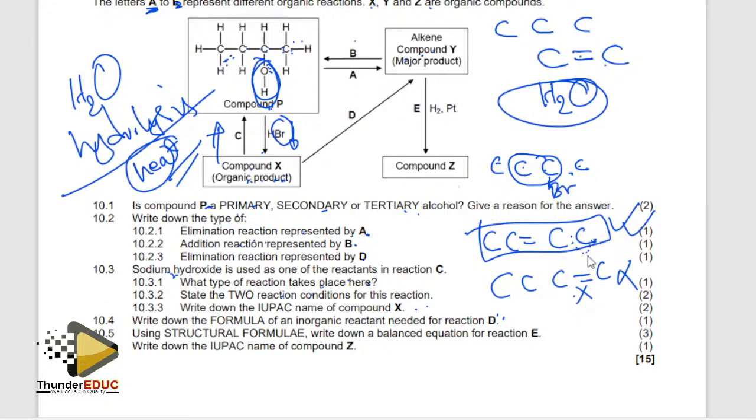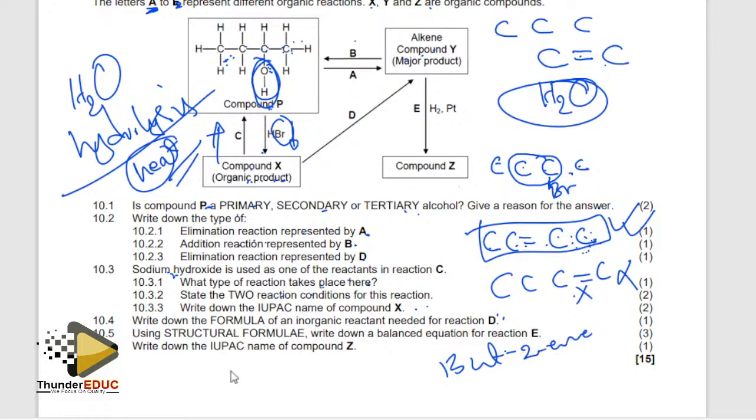So they want the IUPAC name, 1, 2, 3, 4. So it's but-. Remember, this one is alkane, alkene, alkyne. You stop on but-, and then 1, 2, 3, 4 is but-. 1, 2 is carbon atom number 2. 1, 2 is the same thing. So it's going to be but-2-yne. Yes, but-2-yne.